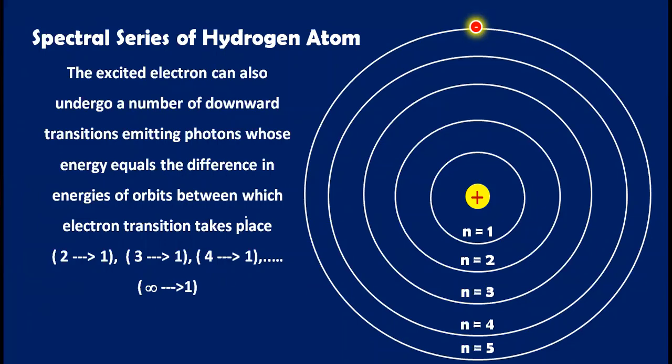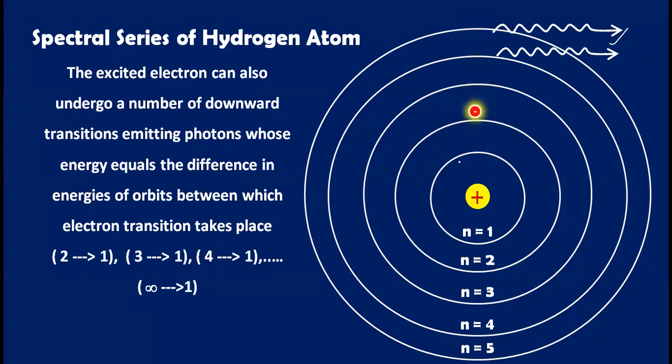So if you consider an excited electron in the fifth orbit, it may jump to the first orbit. So during this downward transition, it is going to emit a photon. You can see a photon that is being emitted. You otherwise call it a spectral line. The energy of the photon emitted will be equal to the energy difference between the two orbits between which the electron is undergoing downward transition. Here it is between fifth orbit and the first orbit. Therefore, the energy of the photon has to be E5 minus E1, where E5 is the energy of the fifth orbit and E1 is the energy of the first orbit.